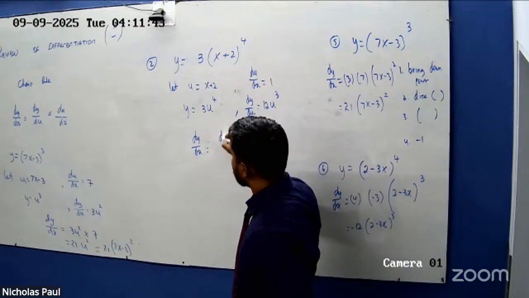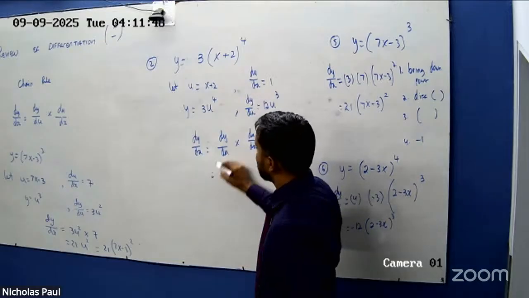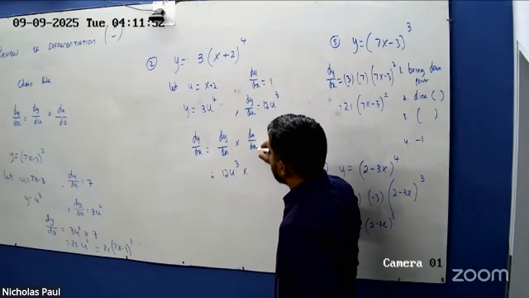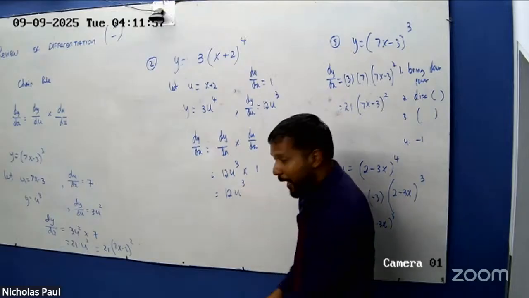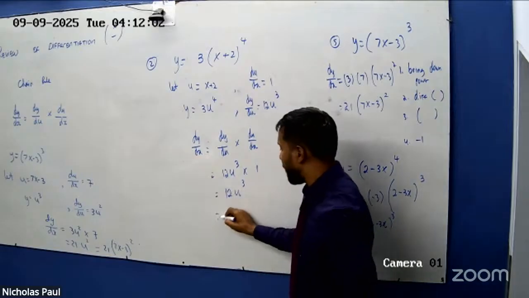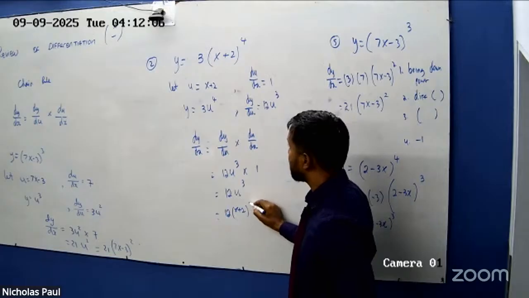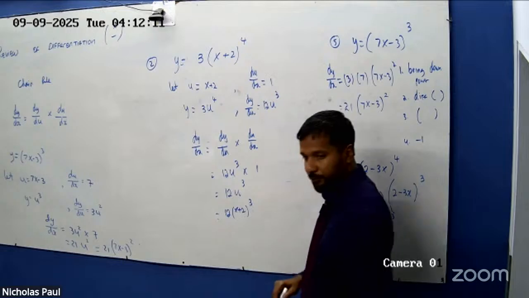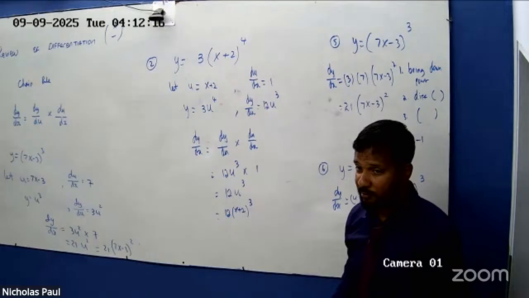dy dx is equal to dy du times du dx. Dy du, that's this. Du dx, that's this. So we will get 12u cubed. You cannot leave your answer like this because it's dy dx you want to get. So you have to put back whatever u was: x plus 2 to the power 3. Any questions?